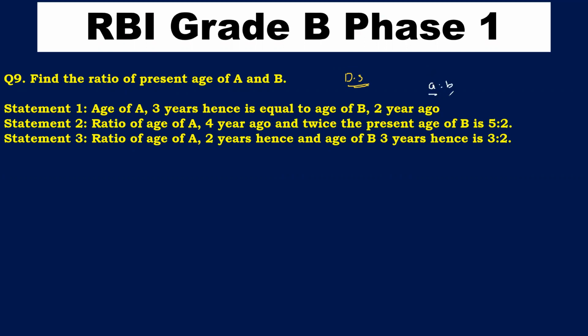So we say present age of A is A, present age of B is small b. So age of A 3 years hence, that means A plus 3, is equal to age of B 2 years ago. So by this, we can't solve for the ratio between A and B. This is the first equation. Second, the ratio of age of A 4 years ago, that means A minus 4, and twice the present age of B, that means 2B, should be equal to 5 upon 2. 2 can get cancelled. We can have this equation A minus 4 is equal to 5B. So single-handedly, this is also not sufficient to answer for this ratio.